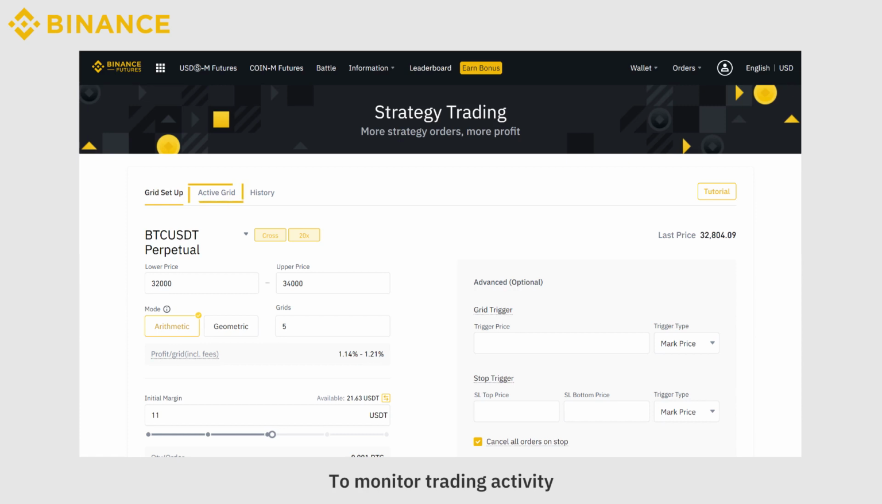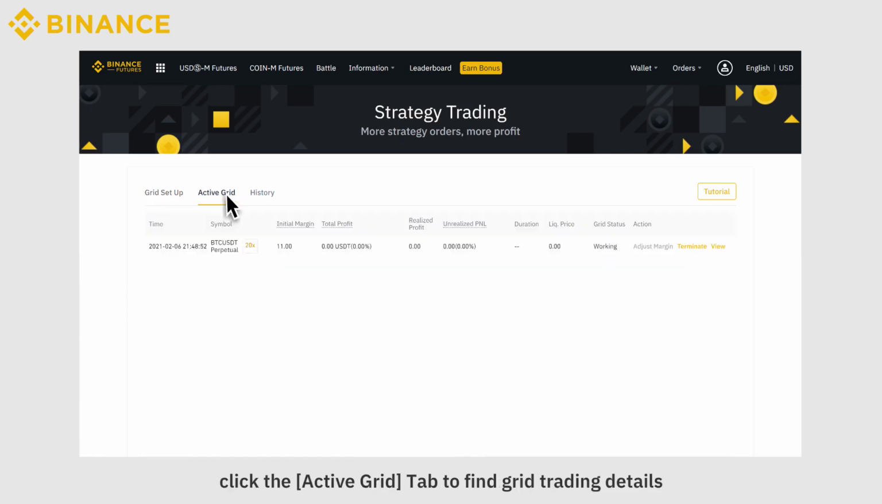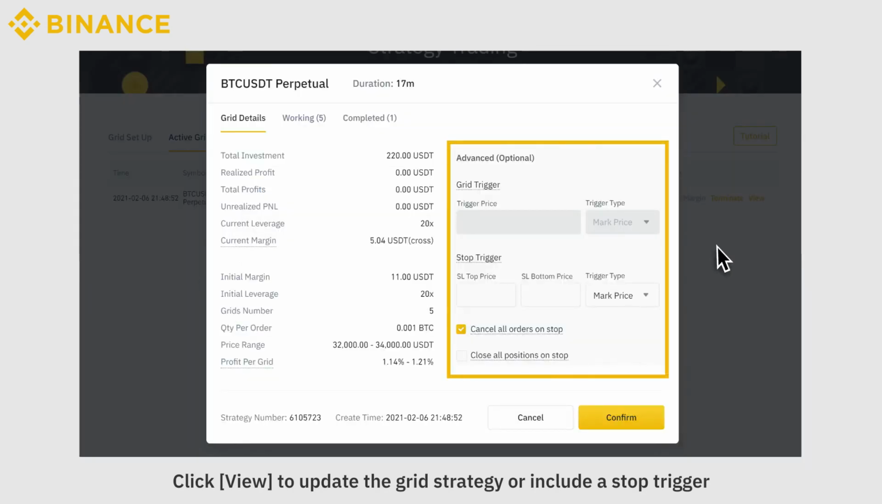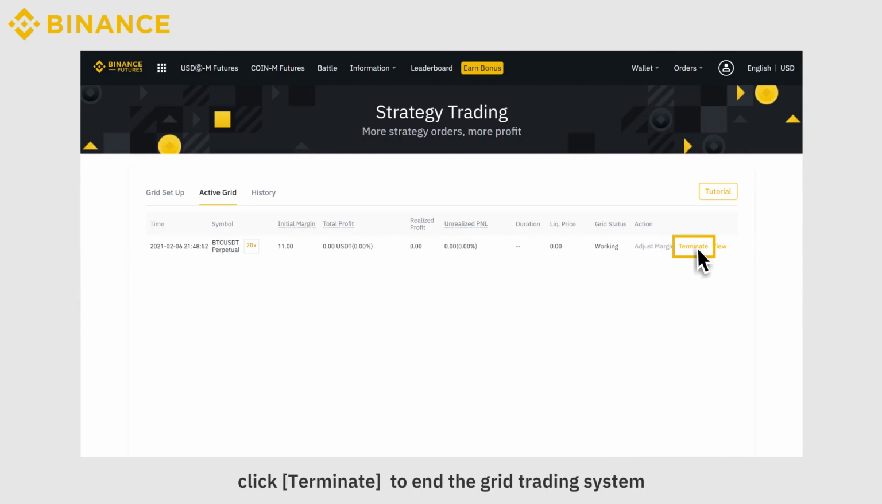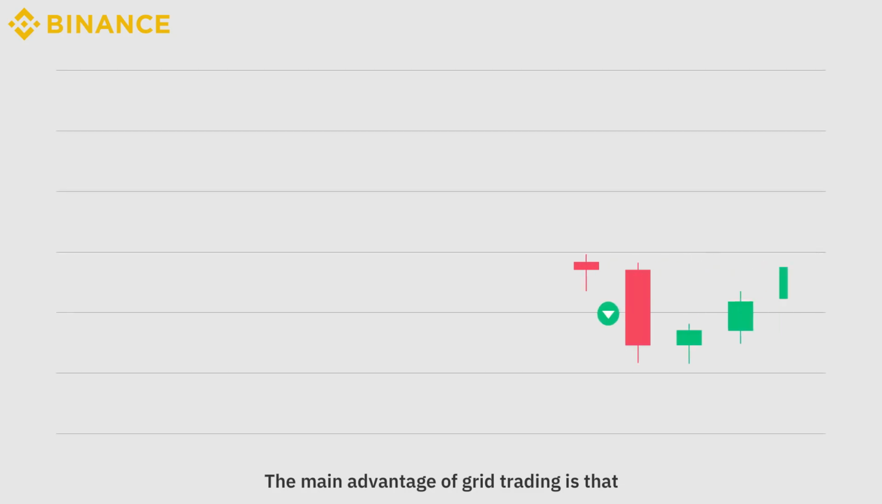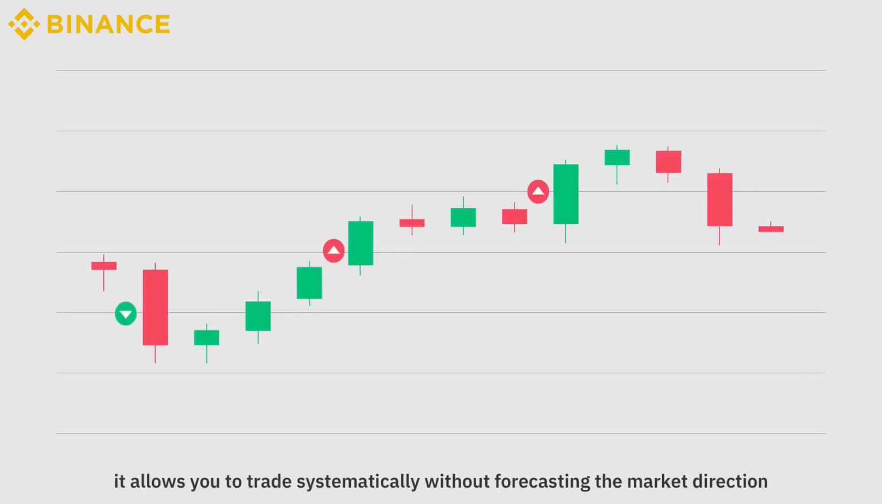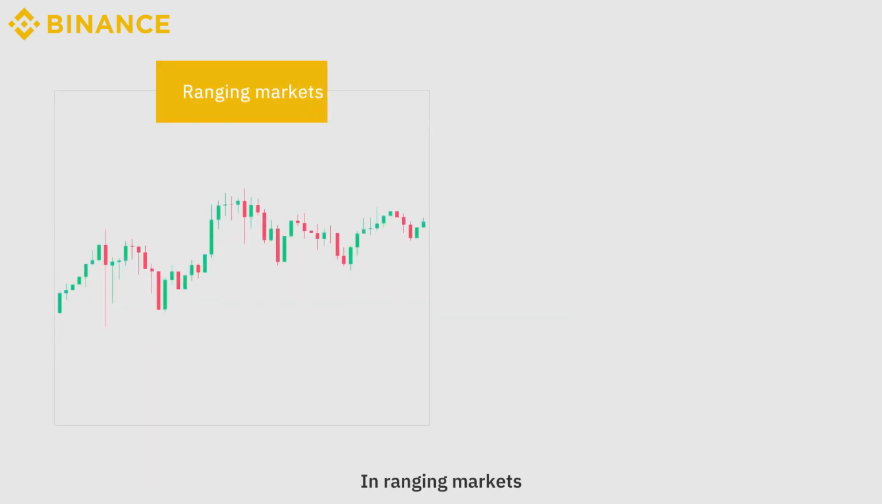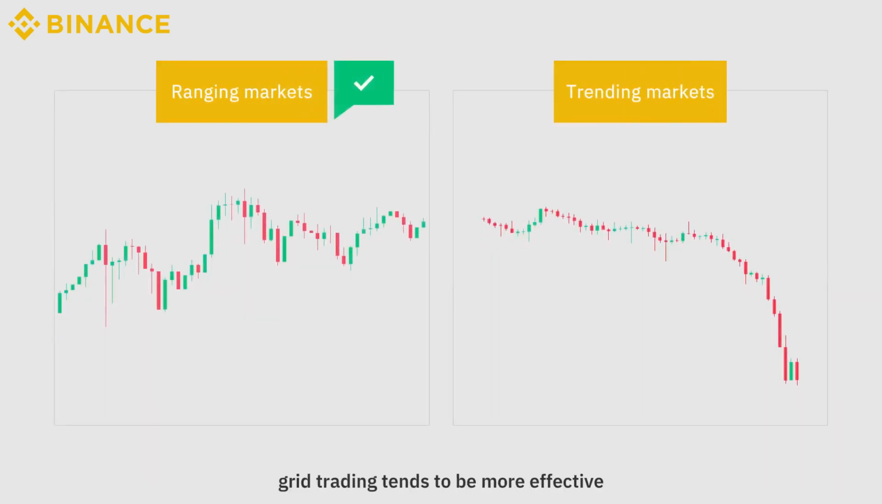To monitor trading activity, click the Active Grid tab to find grid trading details. Click View to update the grid strategy or include a stop trigger. Lastly, click Terminate to end the grid trading system. Why grid trading? The main advantage of grid trading is that it allows you to trade systematically without forecasting the market direction. In ranging markets, grid trading tends to be more effective.